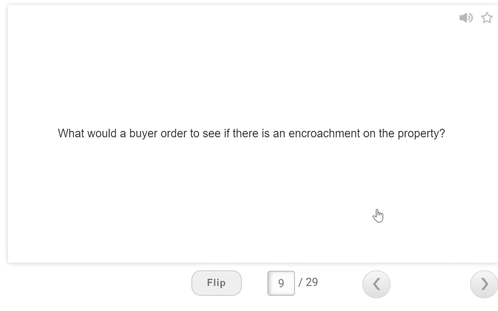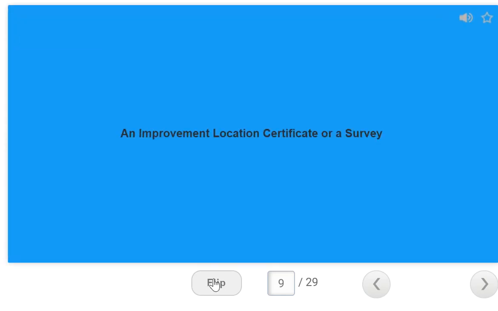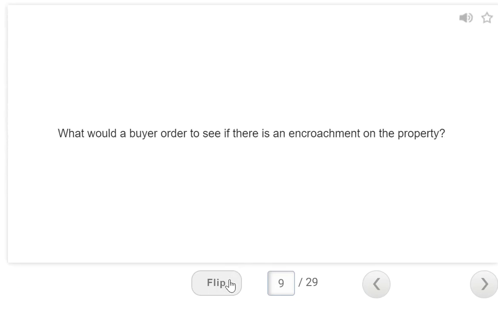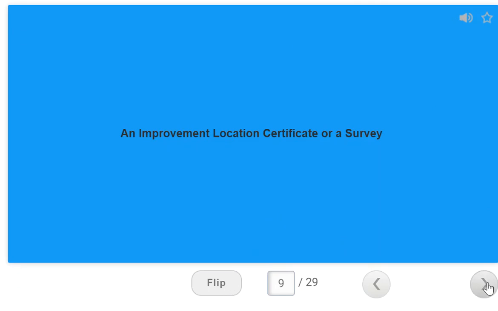What would a buyer order to see if there is an encroachment on the property? So there's two things: an improvement location certificate or a survey. Remember, an encroachment is where the property owner builds or extends something on their neighbor's land, and a survey is the process of locating and measuring the exact amount of land the homeowner has. So again, that's something that the buyer would have to do. They can order that improvement location certificate or a survey.